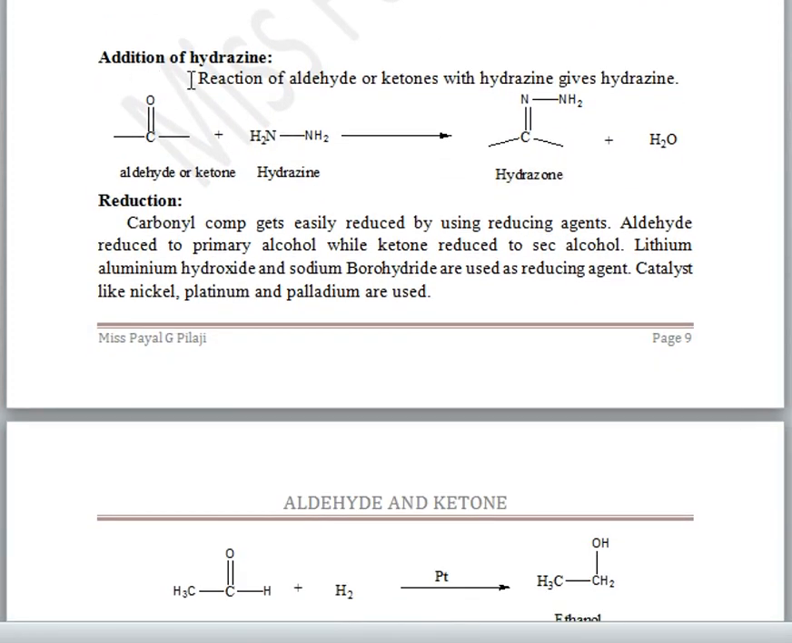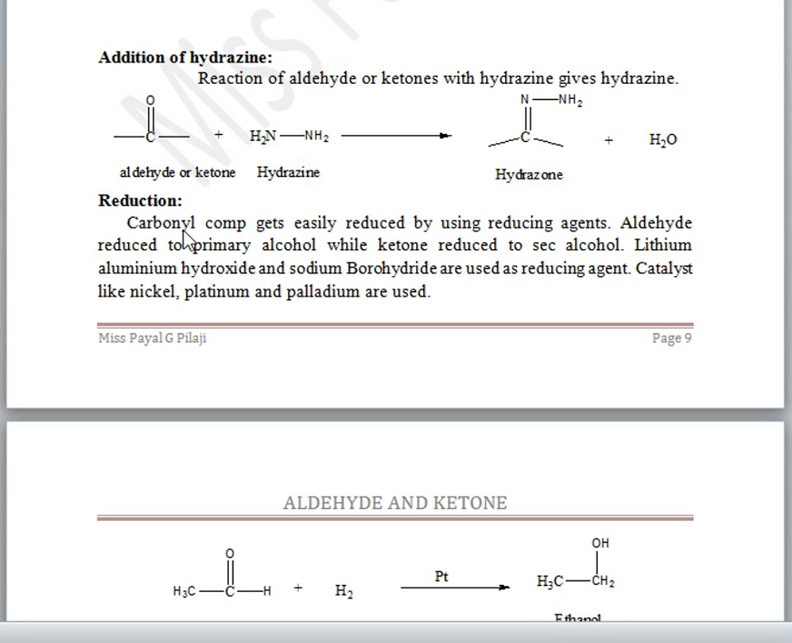Next reaction is the addition of hydrazine. The reaction of an aldehyde or ketone with hydrazine gives the hydrazone. So firstly, the reaction of an aldehyde or ketone with hydrazine gives the hydrazone and removal of a water molecule.